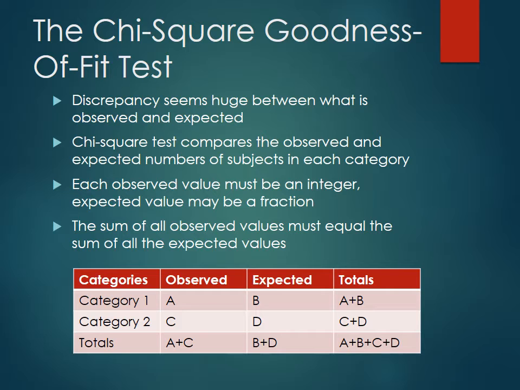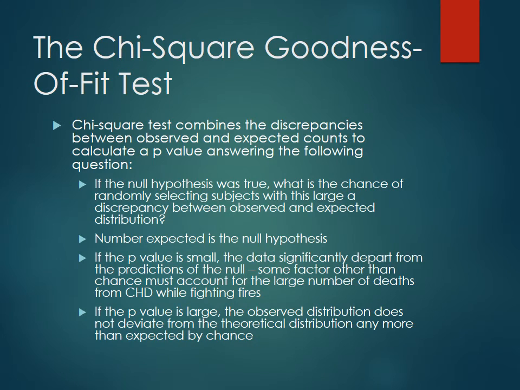So the way you normally will organize this data is usually into these tables. This would be considered a chi-square table, where essentially you would have your different categories, and then you have your observed versus your expected, and then you have these totals categories. Based on that, you can do the math and find out the differences between your observed and expected, and that will eventually get you to a chi-square value. So again, basically we're just combining the discrepancies between the observed and the expected counts to calculate a p-value that will tell us whether or not the null hypothesis was true.